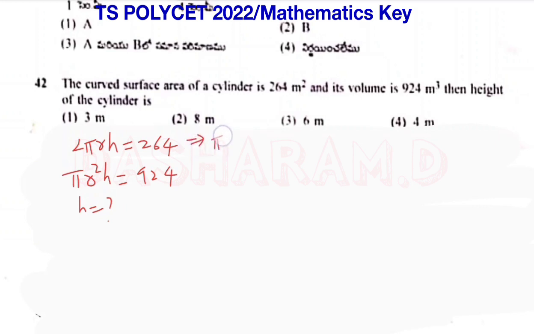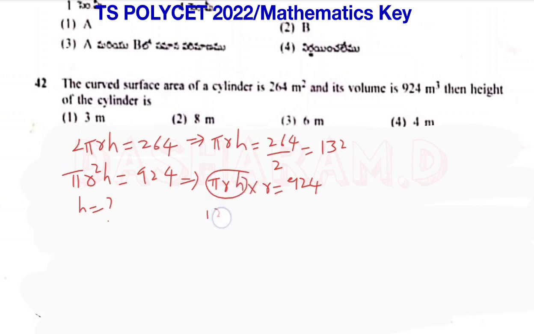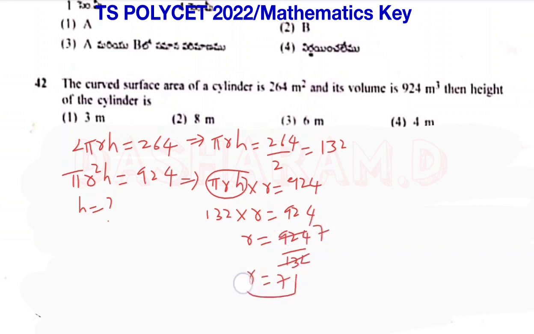So from this, pi r h will become 264 divided by 2, that is 132, and from this pi r square h we can write as pi r h into r equals to 924. This value is how much? 132 into r equals to 924, then r equals to 924 divided by 132. So 132 ones are 132, 132 sevens are 924, r equals to 7. Next we need the h value.